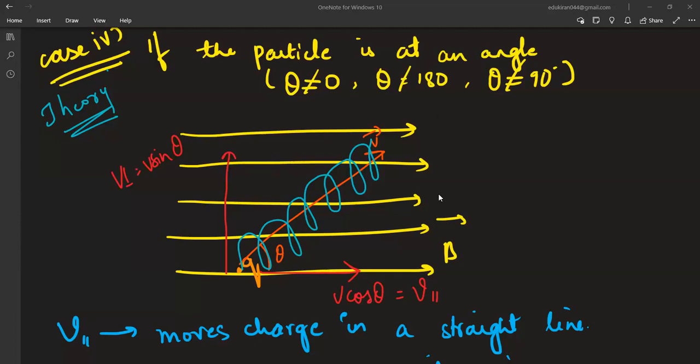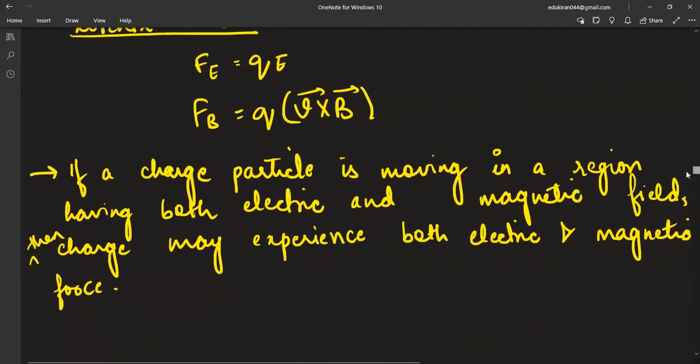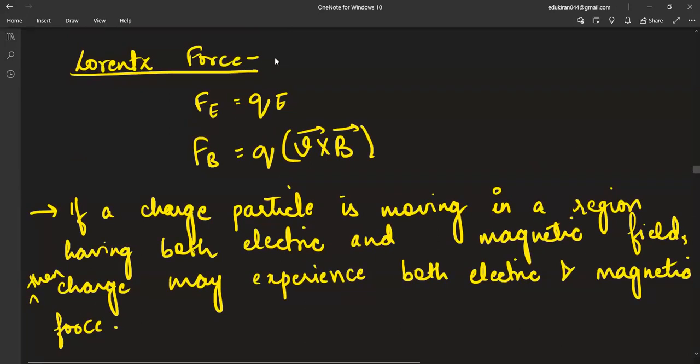All right. In the last class, we had completed all the four cases. Now, we have to start with Lorentz force. Fia, regarding the portions that have been missed, that will be covered in your regular classes. But now start learning from here, Lorentz force, since it's a new topic.